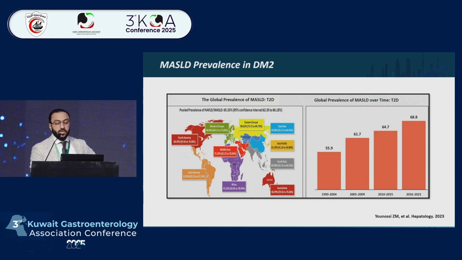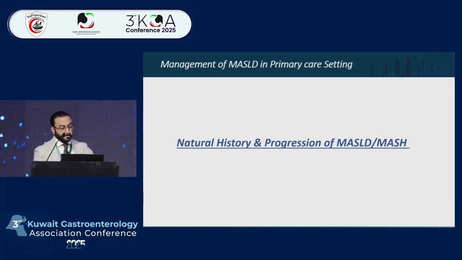How about diabetes type 2? Definitely, the prevalence is also increasing significantly. At least 70% of type 2 diabetic patients have fatty liver, and it's increasing with time. We are now reaching almost 70% in 2021.